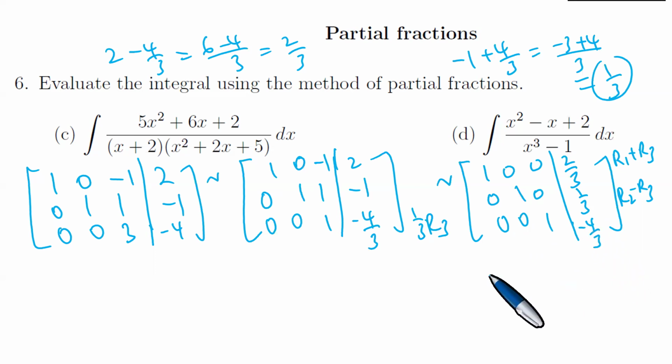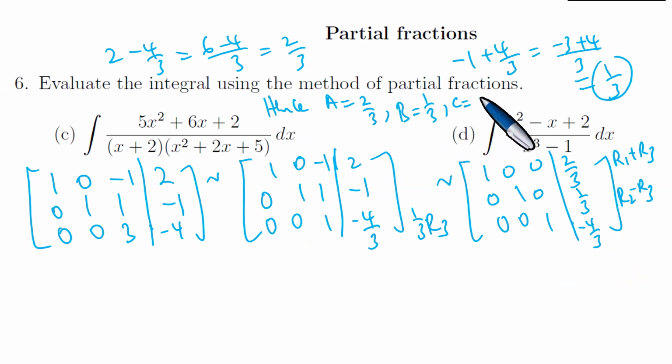Okay, we get that. We need to check if this is correct. This is correct, and therefore, this means that our A is 2/3, B is 1/3, C is minus 4/3.